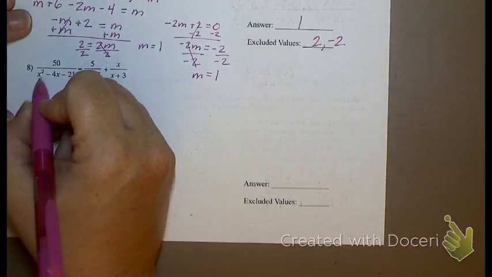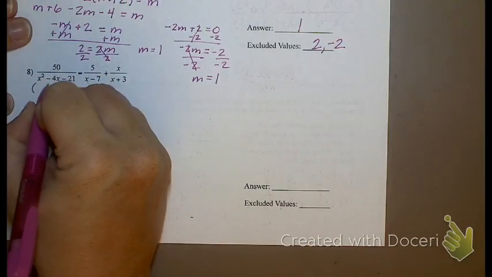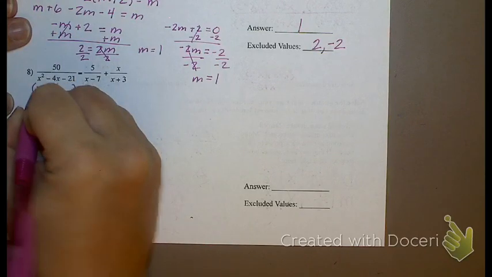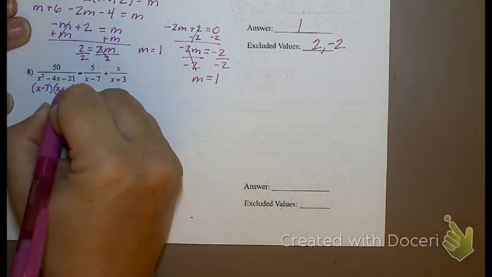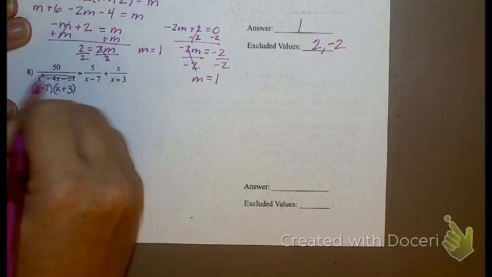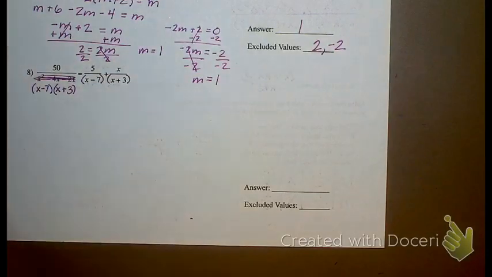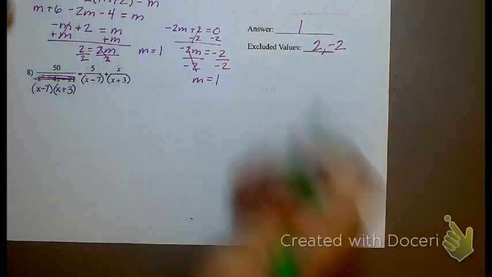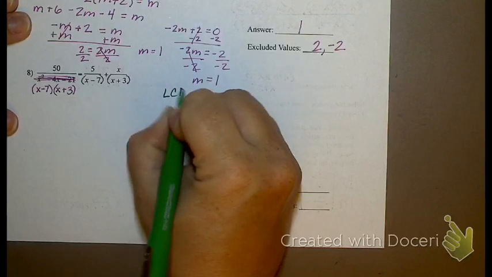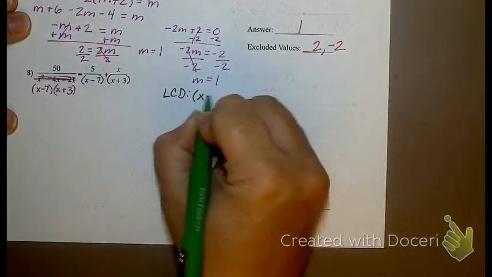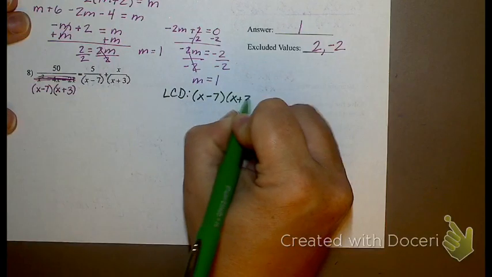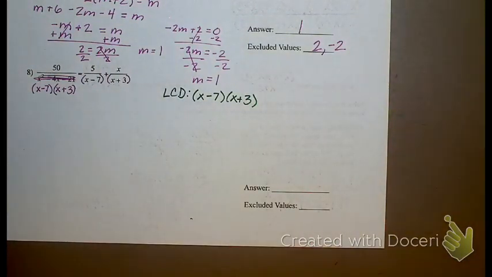All right. So again, I have to find my LCD first, so I need to factor. What does this one factor into? X minus 7, X plus 3. Convenient, because this one is X minus 7, and this one is X plus 3. So you can always look at other places in the problem to help you find things like that. What is my LCD? Yep. Does it matter if I say X minus 7, X plus 3, or X plus 3, X minus 7? Nope, doesn't matter.